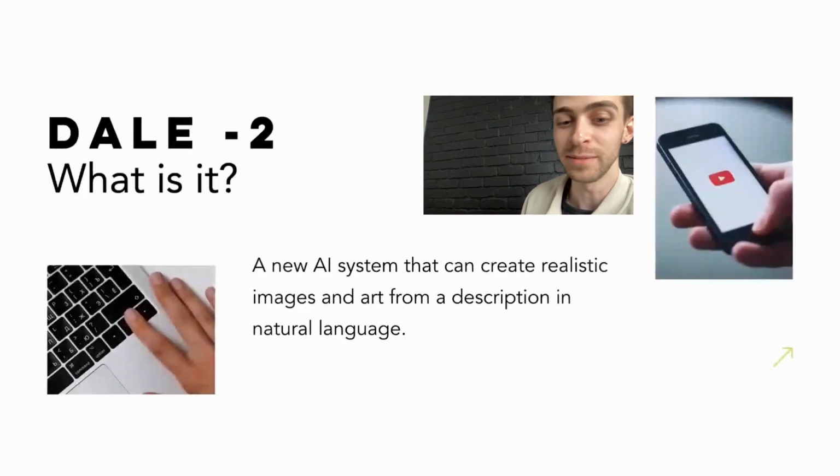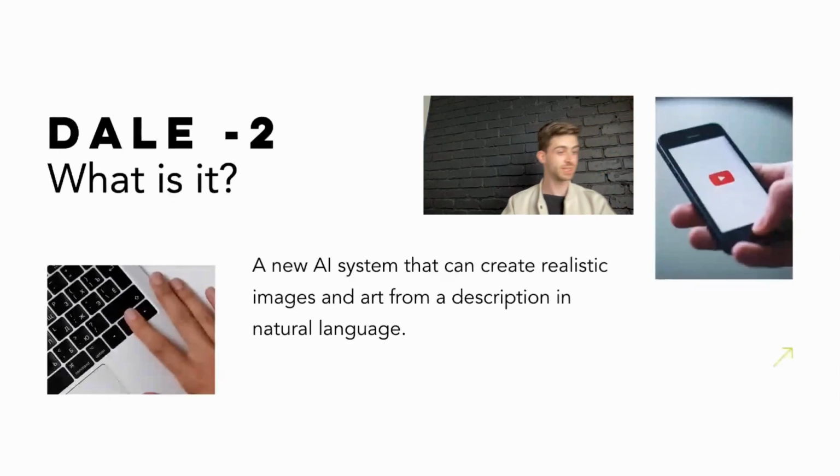With this kind of technology, you have to see it to understand, right? Essentially, what this AI system can do is create realistic images and art, like literally pieces of art, from a description that you type into it. You can type any description into the software and it will create it, right? So I'm going to show you some examples of how mad this is.